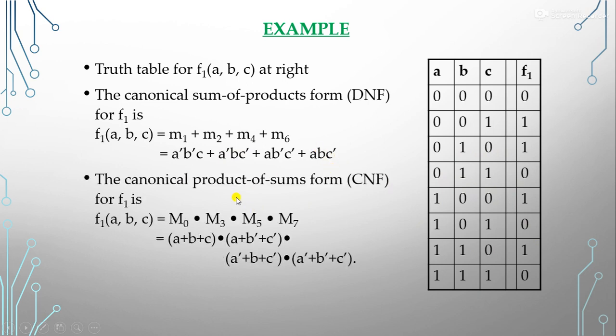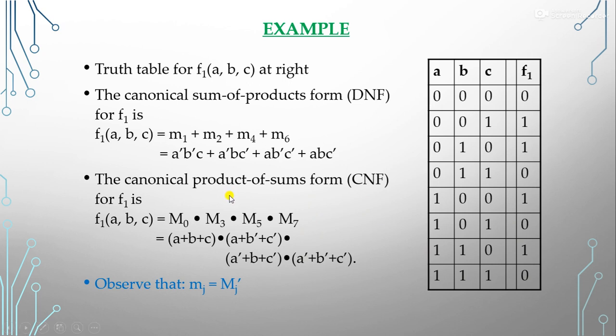Now if we want to find the canonical product of sums, the POS or CNF, we have to look at the zero resultants and use the max terms. That is A plus B plus C, our capital M0, and M3, A plus B dash plus C dash, and M5, A dash plus B plus C, and M7, A dash plus B dash plus C dash. Like that we write out the CNF and DNF from the truth table.